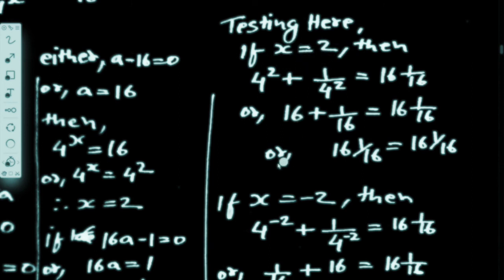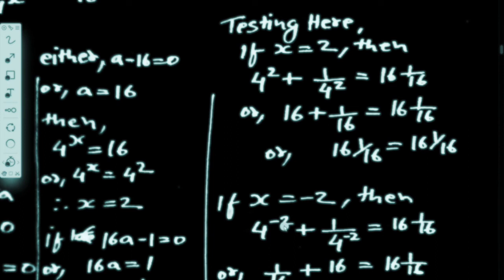We see again here, if x equals minus 2, if we keep minus 2 in place of x in every step, then 4 power minus 2 plus 1 by 4 power minus 2 equals 16 1 by 16. Here 4 power minus 2 means 1 by 16.